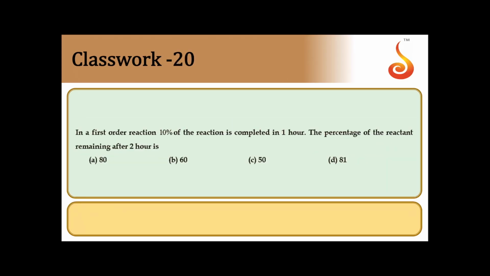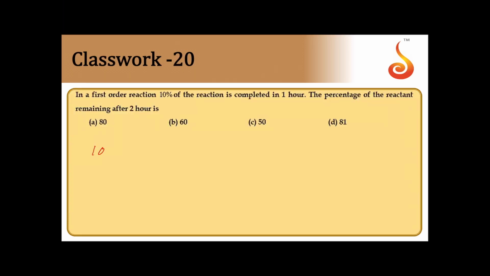Then 28th one. In first order kinetics, 10% of the reaction completes in 1 hour. Then what is the percentage of reactant remaining after 2 hours? Starting with, say, 100, in the first 1 hour 10% completes. That is, 10% of 100 is 10, so the remaining amount is 90.